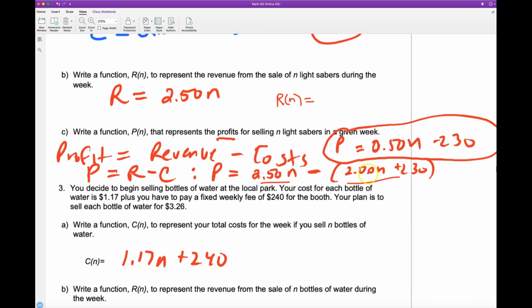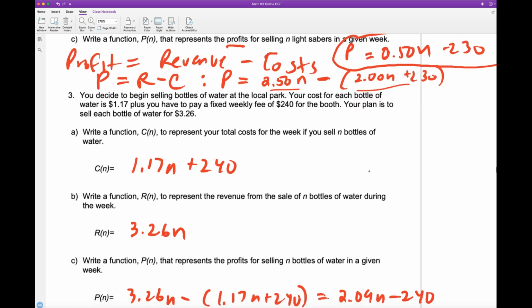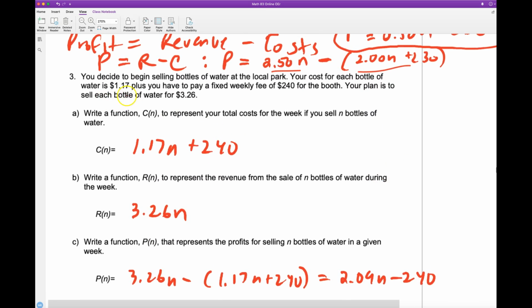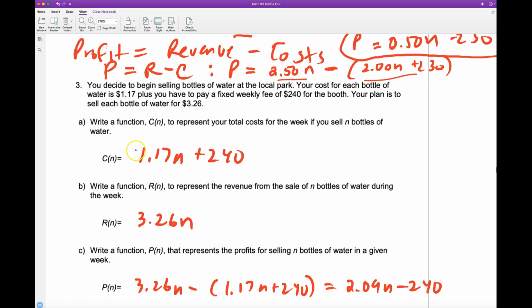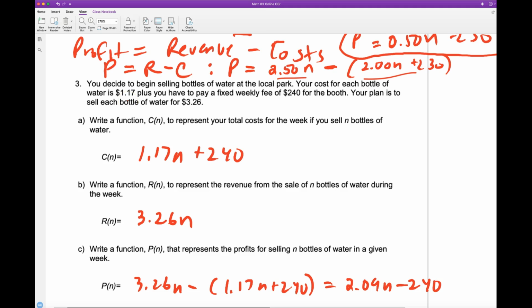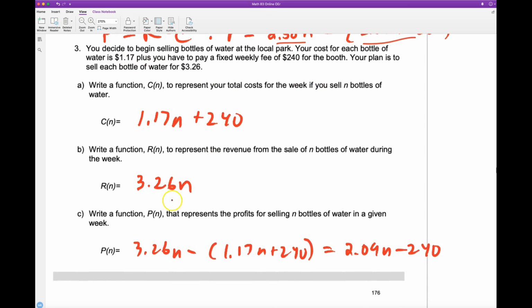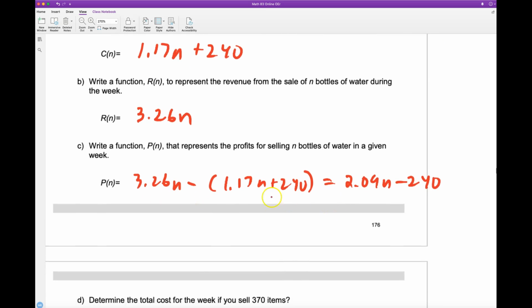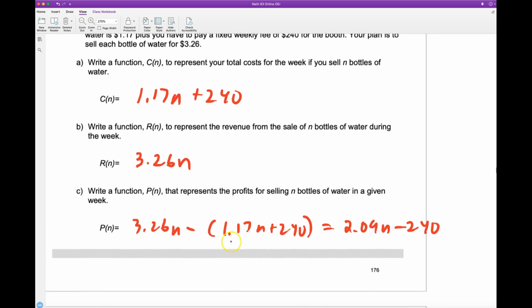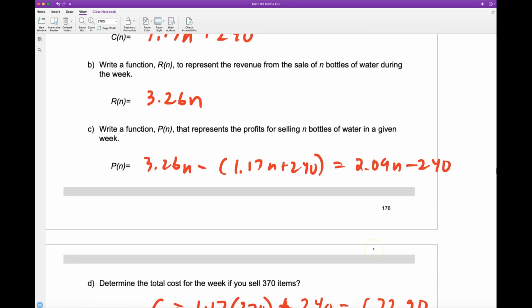And now you have an equation for profit. And so there's our first one. Same situation, similar situation. You can see where I'm getting those values from. The cost is 1.17 for each bottle of water plus the 240 for the booth, and you have that cost. Here's your revenue, and then your profit again. The revenue minus the costs, and again it just becomes simplifying the expressions.